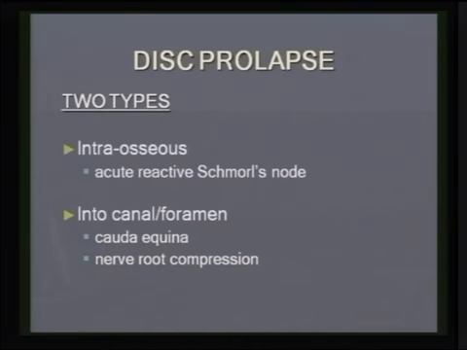We're going to move on and talk about disc prolapse, 2 types in relation to low back pain. Relatively uncommonly, we can have an acute reactive Schmorl's node penetrating the end plate into the marrow cavity and resulting in acute low back pain. Much more common in practice is the disc prolapse into the spinal canal, resulting in either cauda equina or nerve root compression.